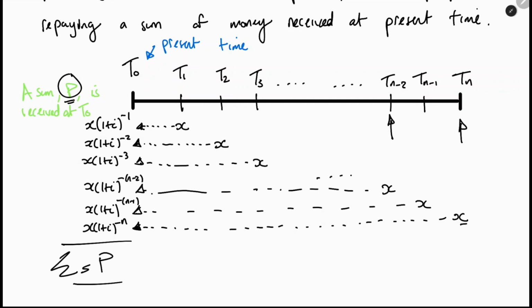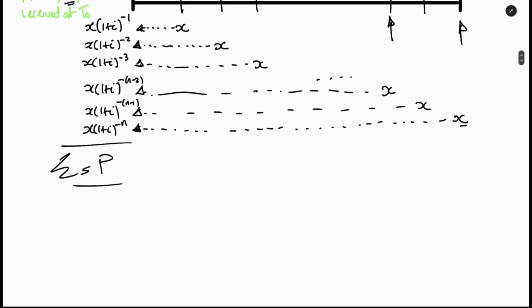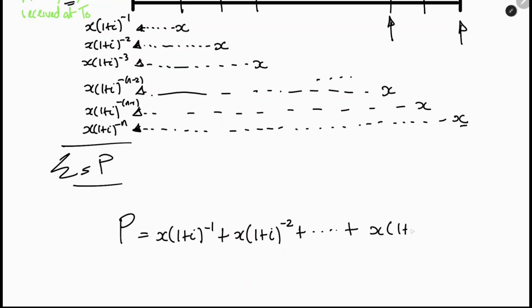Okay, so what we have is that the sum of all of this, right, all added together has to equal P, so that the amount received at time T0 is repaid. Okay, so I'm gonna write out the sum like this. We're gonna have P is equal to all these terms over here. So the first one is x times 1 plus i to the minus 1, plus x times 1 plus i to the minus 2, and so on, all the way to x times 1 plus i to the minus n.